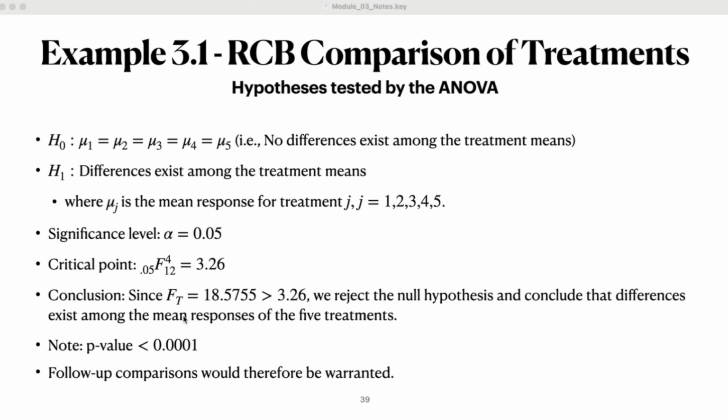All right, so since our test statistic for treatments, F sub t, which, recall, was 18.5755, is bigger than 3.26, we reject the null hypothesis and conclude that differences exist among the mean responses of the 5 treatments. And so because of that, follow-up comparisons of some form would be warranted.